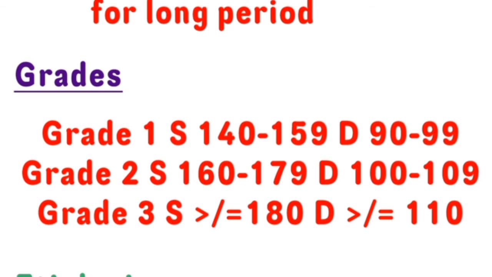Now we have divided hypertension into 3 grades, and these grades differ by 20 for systolic and 10 for diastolic. You have grade 1 hypertension, that is 140 to 159 systolic, and diastolic is 90 to 99. In grade 2, the systolic is 160 to 179 and diastolic is 100 to 109. And in grade 3, you will have systolic equal or greater than 180 and diastolic equal or greater than 110.